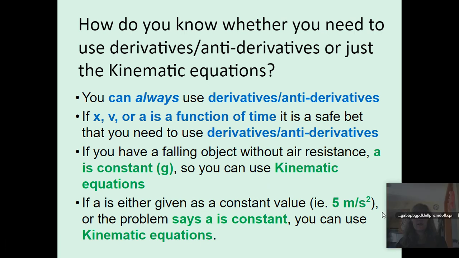And if a is given as a constant value, like 5 meters per second squared, or the problem says it's constant, then you can use kinematic equations. So really, what tips you off that you need to use calculus is that there's t squareds and stuff in the equations that you have. So if you don't see that, you probably don't need calculus.